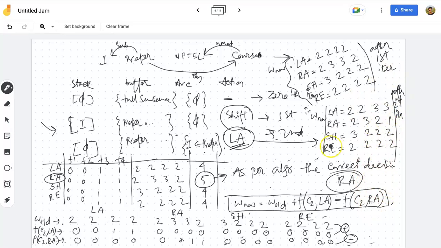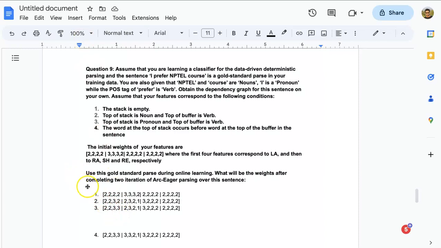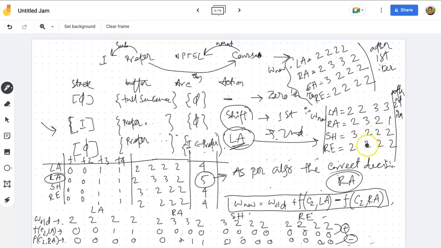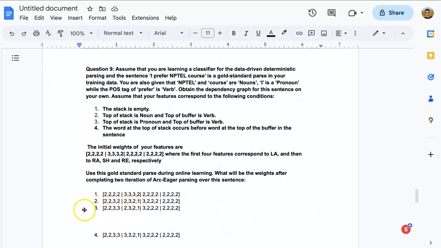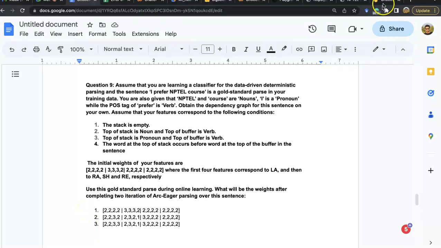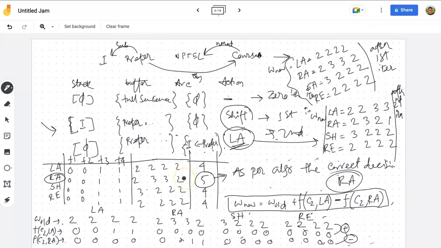Okay, so if you just check the answer, you will find it. So if you see, from left, 2 2 3 3, 2 3 2 1, 3 2 2 2, 2 2 2 2, option 3 is the correct answer. Is it clear for this question? I tried to do it as elaborately as possible, but if some doubts are still there, you can tell.